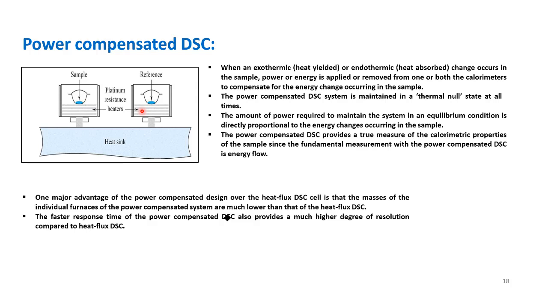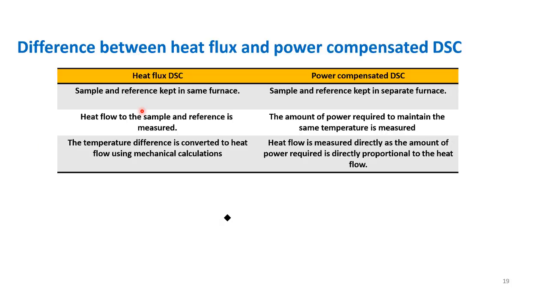The advantage of this kind of design over the heat flux is that the masses of the individual furnaces of the power compensated system are much lower than that of the heat flux. So we do not need to take the mass into consideration basically. Then the faster response time of the power compensated DSC also provides a much higher degree of resolution as compared to the heat flux type DSC.